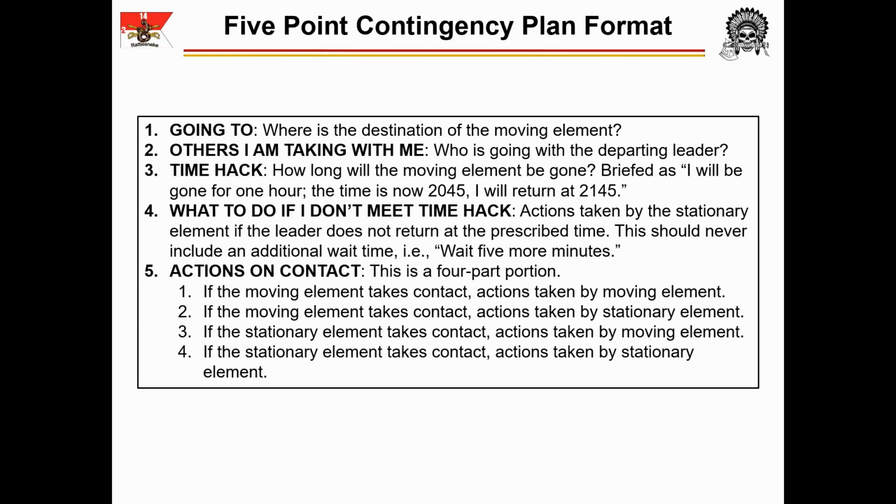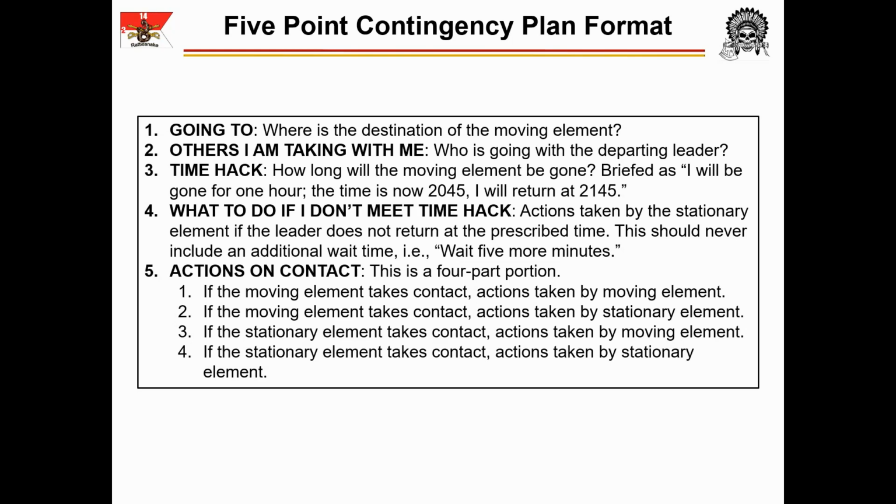The first line, going to: what is the destination of the moving element? This is briefed with a distance, direction, and grid location, and a terrain feature if possible. The second line, others I am taking with me. The leader will inform the subordinate of what other members of the reconnaissance team are moving with the moving element and the total number of people. The third line, time hack, details how long the moving element will be gone.